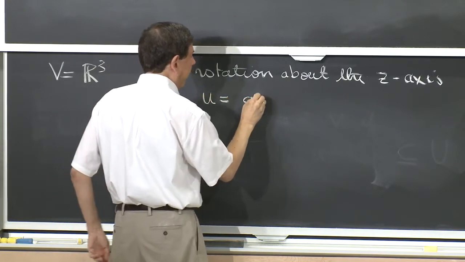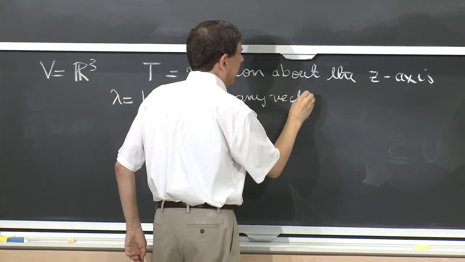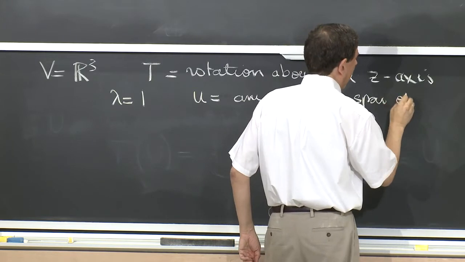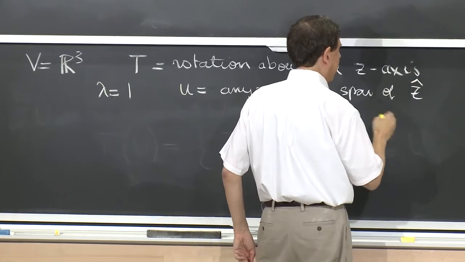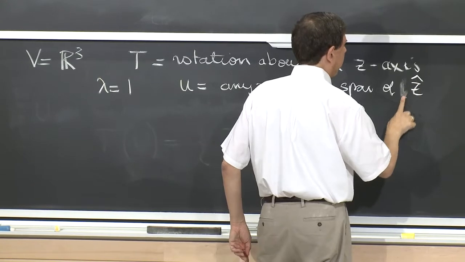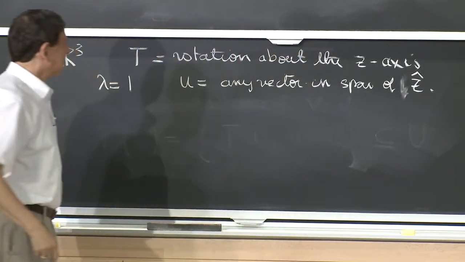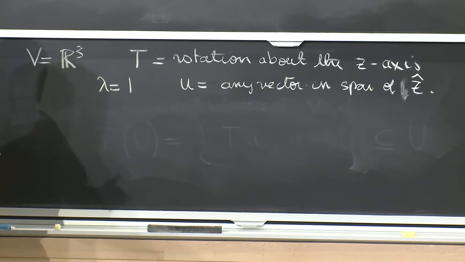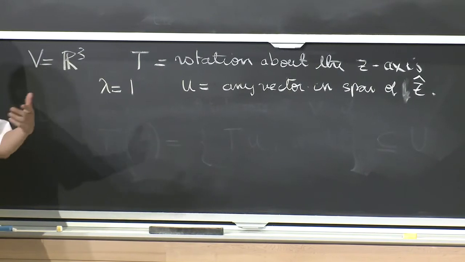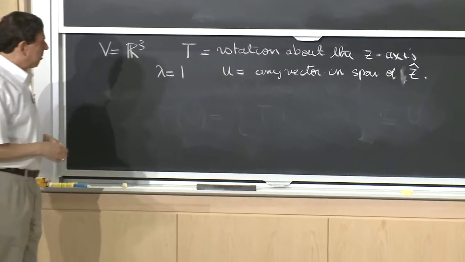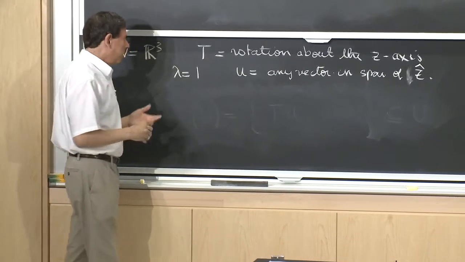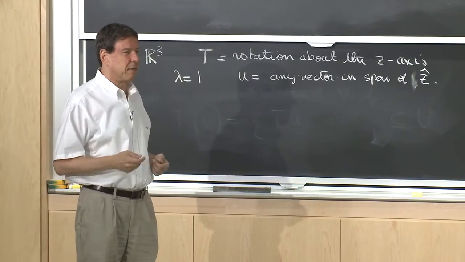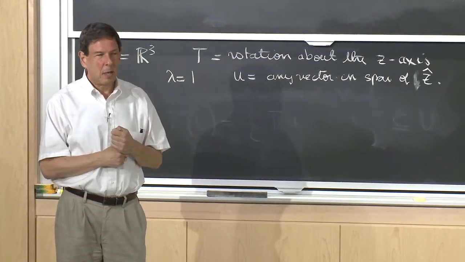And the eigenvector is any vector in the span of the vector z hat. So this is an operator, and we got for it one eigenvector and its eigenvalue. And you may say, well, there's not too many. Are there more? No, there are no more eigenvectors, no more vectors that are just left invariant up to a scale.